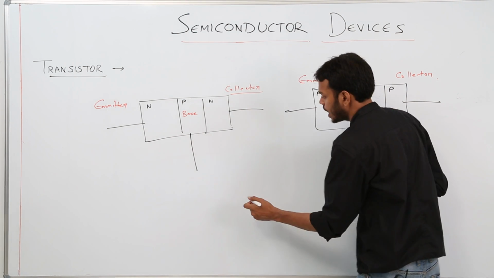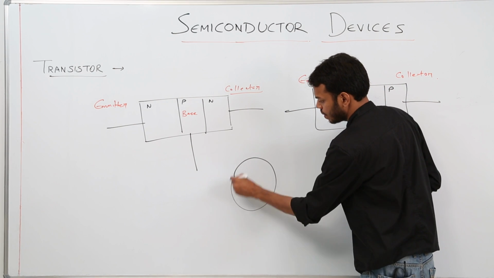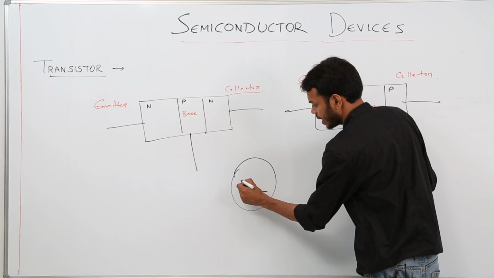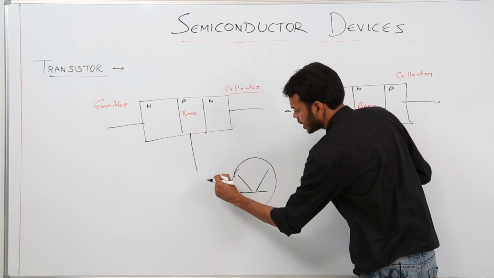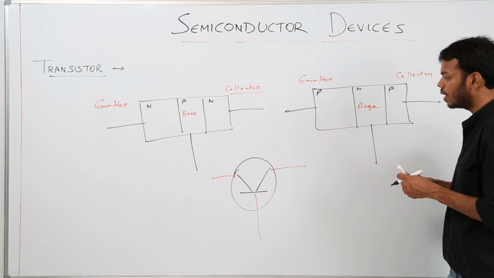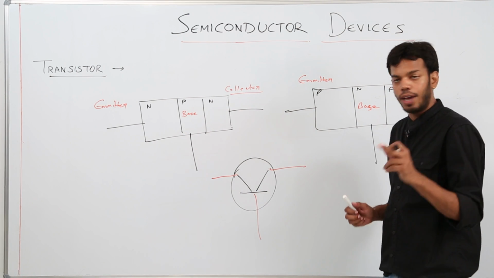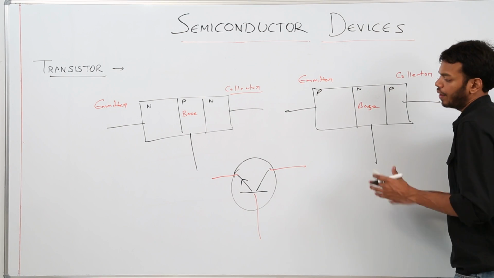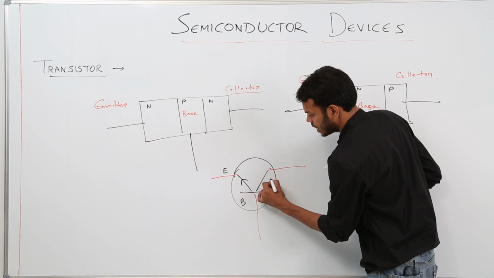Now, what is the difference in the symbols of PNP and NPN? See, this is how a transistor is drawn as a symbol. The base region is shown by a straight line, there is an emitter part and a collector part, and these are the 3 connections we have to make. So how do we differentiate the emitter from the collector? There is an arrow placed on the emitter like this. This is the emitter, this is the base, this is the collector.